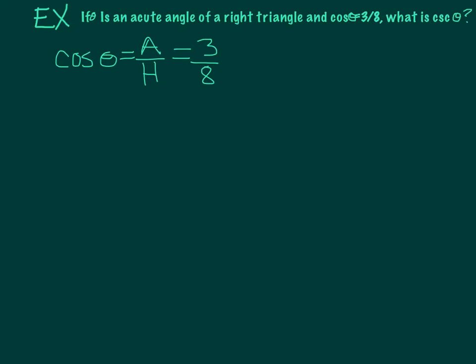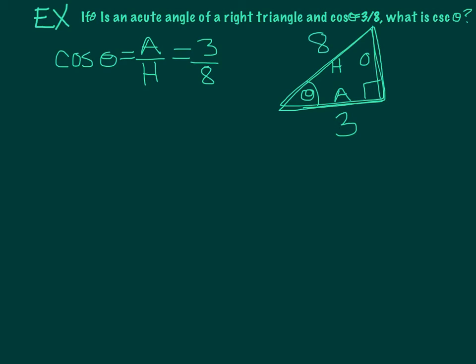We're going to make this be a right triangle. It doesn't really matter if you draw it to scale or not. Mine's pretty bad. But pick one of the acute angles to be theta. And then we have our adjacent, our opposite, and our hypotenuse. And then we're going to say, well, the adjacent is 3. The hypotenuse is 8. So what is cosecant theta?